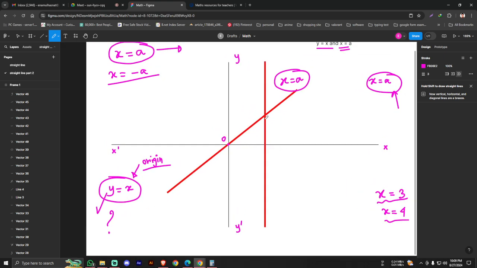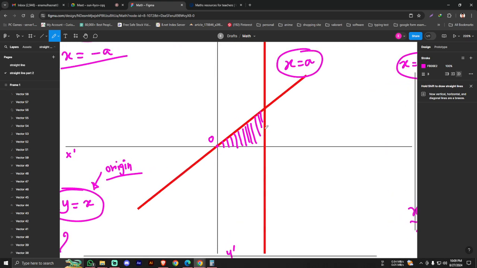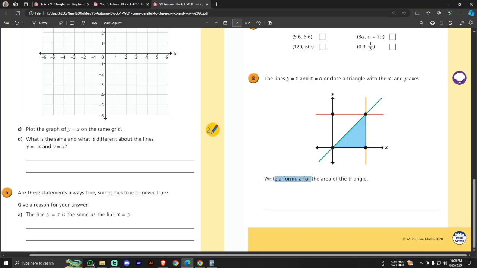Okay, so we can easily say that this is forming a triangle here, this area, right? Yes, this is forming a triangle here in the graph. So the question here is to write a formula for the area of the triangle. We need to find the formula for it.